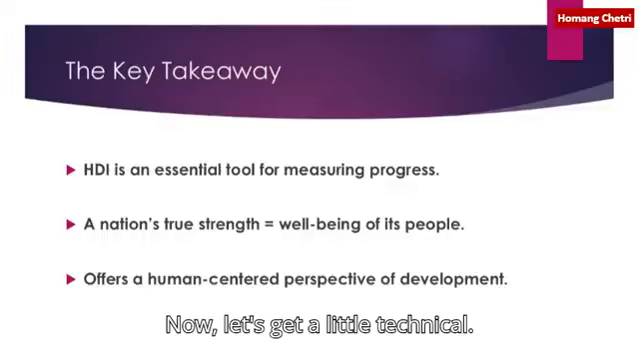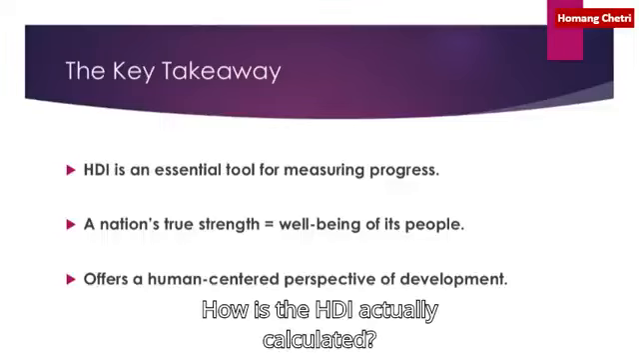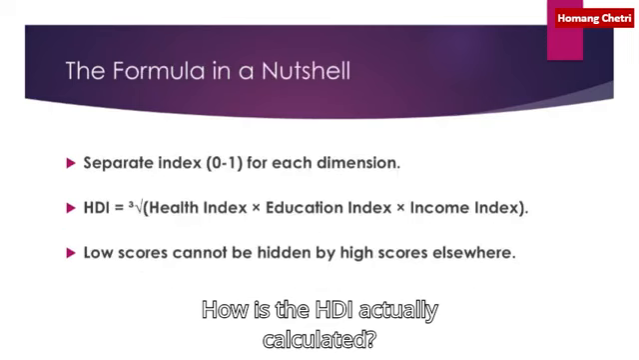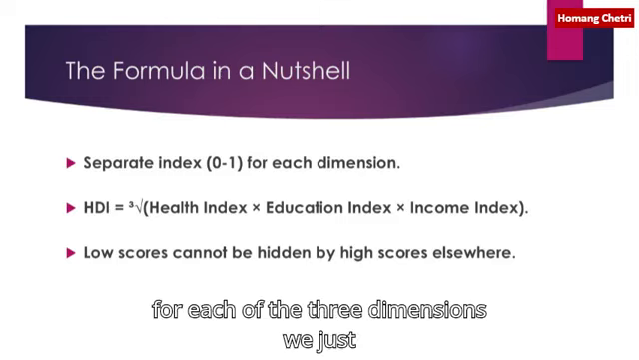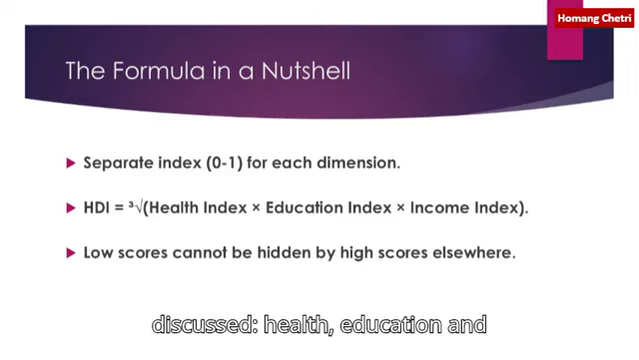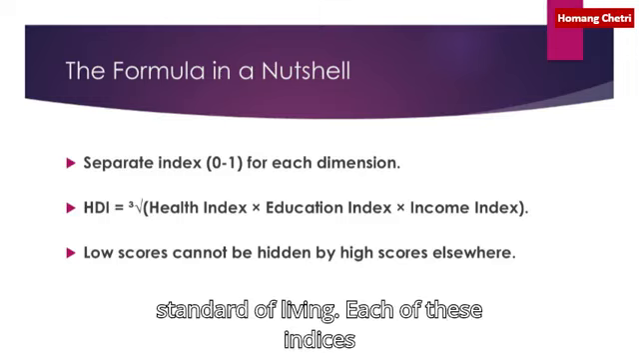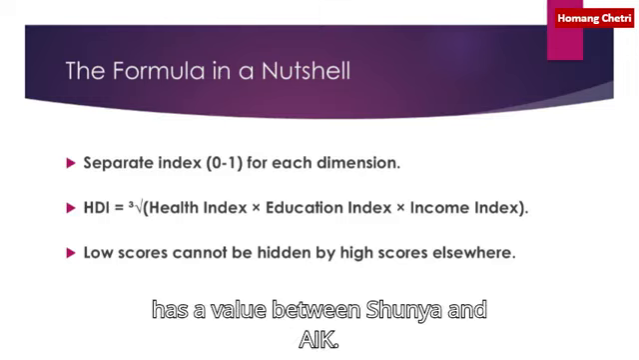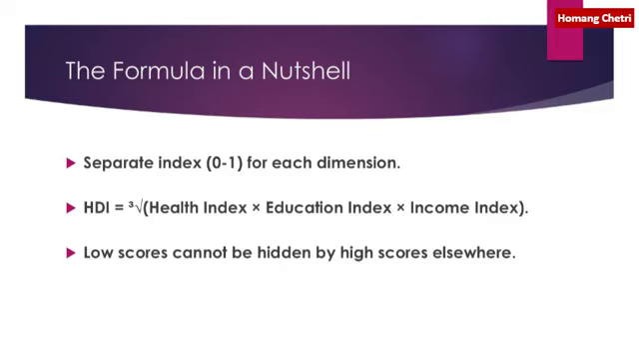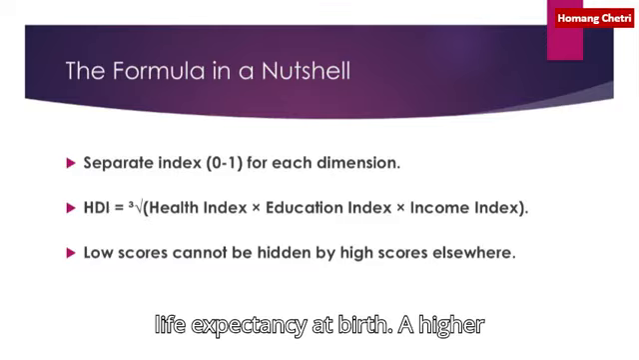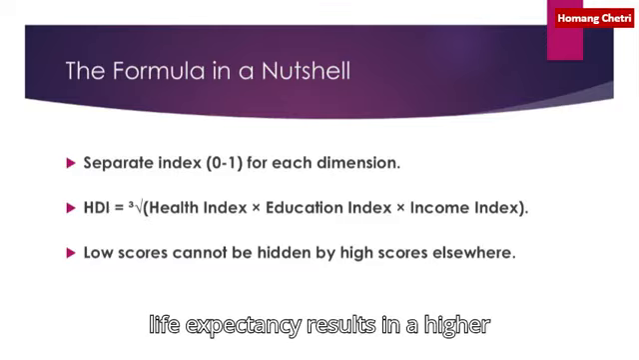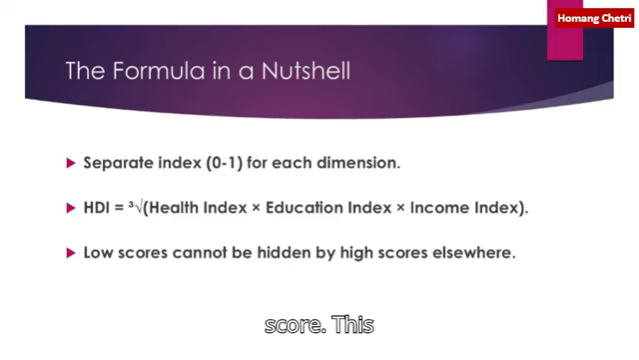Now, let's get a little technical. How is the HDI actually calculated? The UNDP calculates a separate index for each of the three dimensions we just discussed: health, education, and standard of living. Each of these indices has a value between 0 and 1. Health index. This is calculated from the life expectancy at birth. A higher life expectancy results in a higher score.